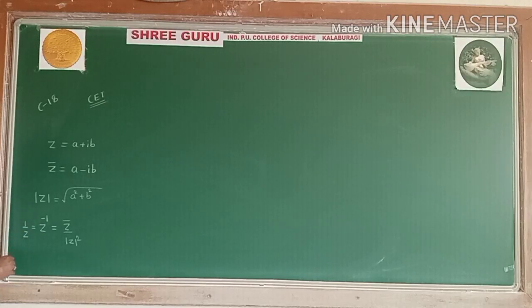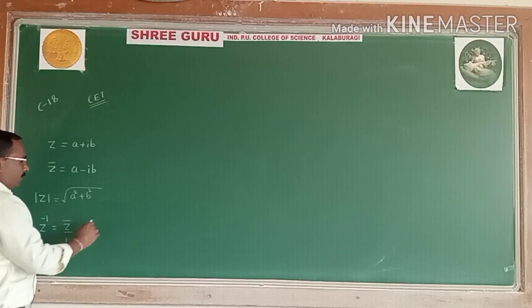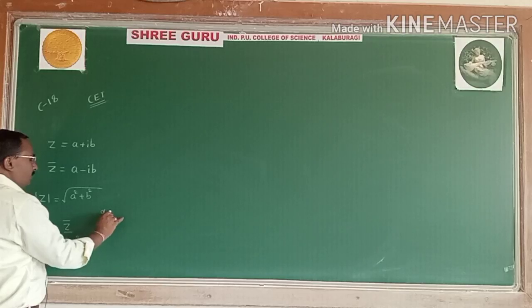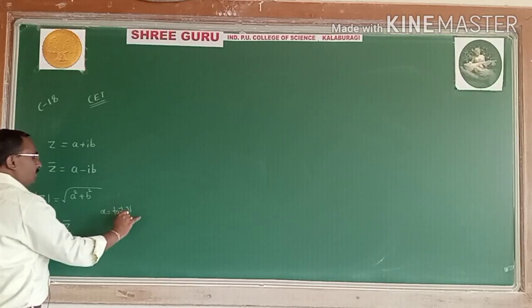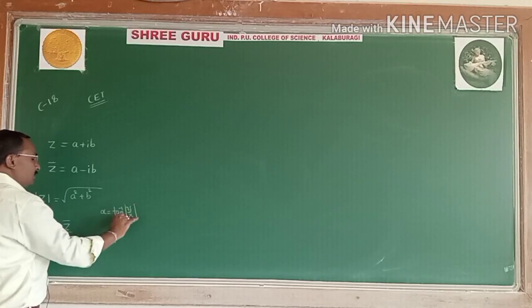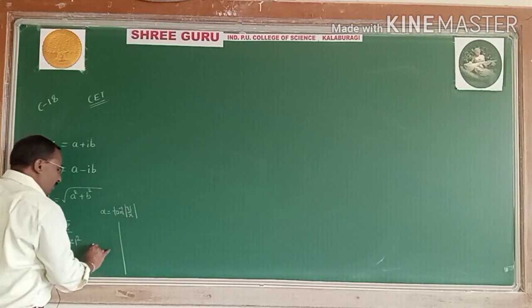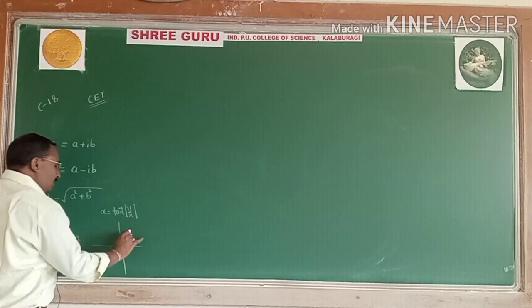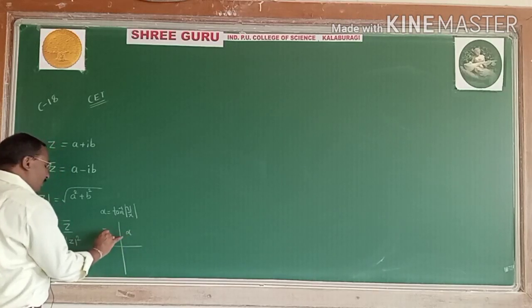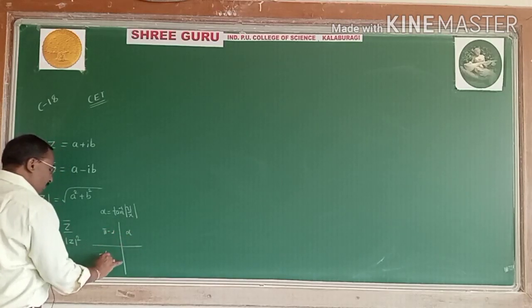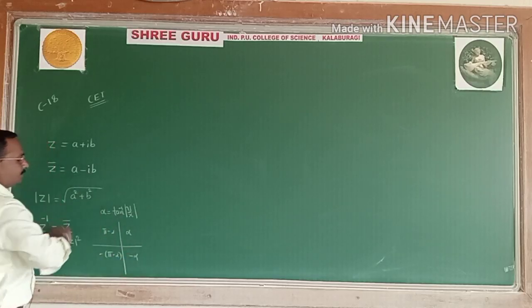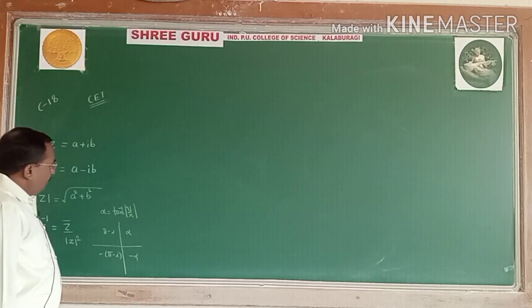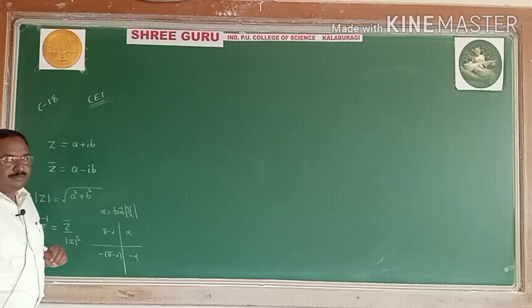And the next one is the polar form of a complex number. Alpha is equal to tan inverse y by x, and its modulus. Alpha depends upon the quadrant: alpha, pi minus alpha, minus of pi minus alpha, and minus alpha. Keep in your mind these points. And here there are tricks.